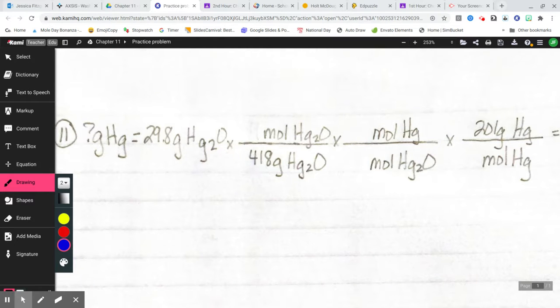So I'm looking at the mixed problems where you had the odds that were assigned and the evens were extra credit. And I want to look at number 11. Number 11 says calculate the mass of mercury metal, Hg, that is required to produce 29.8 grams of mercury 1 oxide, Hg2O, according to the following balanced chemical equation. And it gives you the equation.